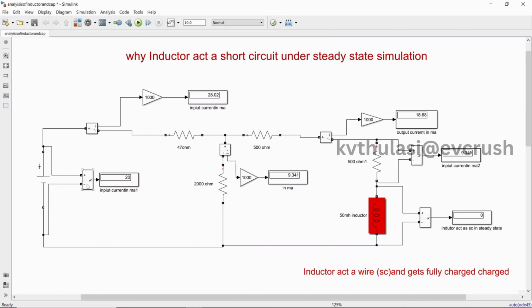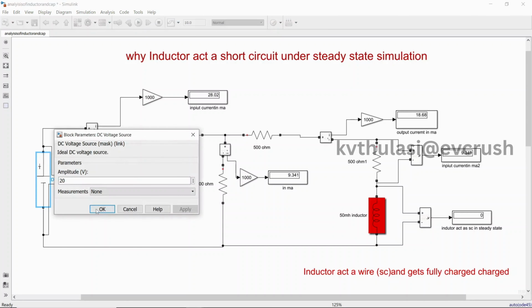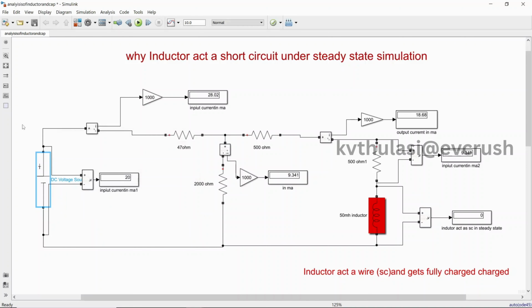I had defined a voltage source of 20 volts, a resistor of 47 ohms, a resistor of 2000 ohms, a resistor of 500 ohms, and I have one more series 500 ohm resistor, and I kept a 50 millihenry inductor. The type of supply I'm going to give here is a DC supply with a voltage of 20 volts, and I am constructing this loop 1 and this another loop. Okay, now I'm going to run the simulation.